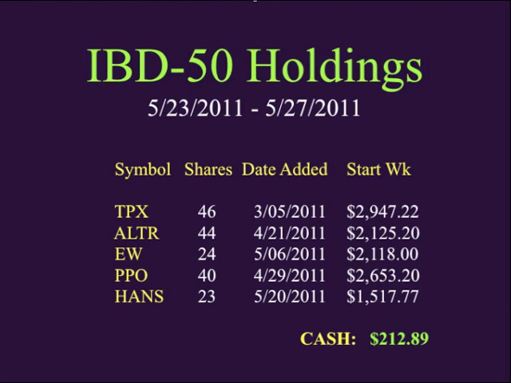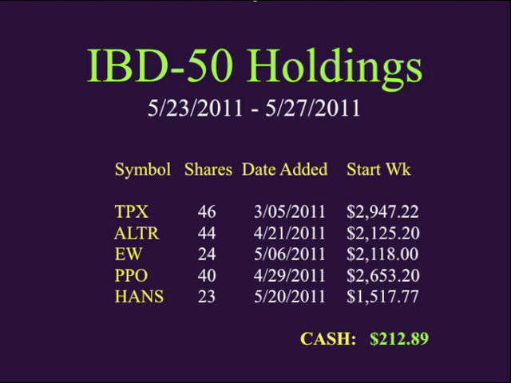We got $2,947.22 there, and Altera Corp, $2,125.20. And Edwards Lifesciences, third place last week with $2,118 even. Polypore International survived the portfolio last week. We got $2,653.20 there. And the new addition to the portfolio, it's Hansen Natural Beverage Company.